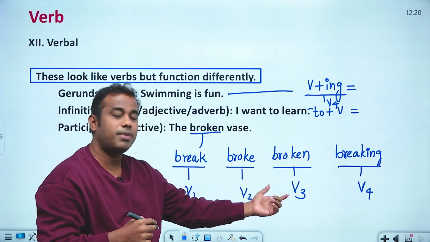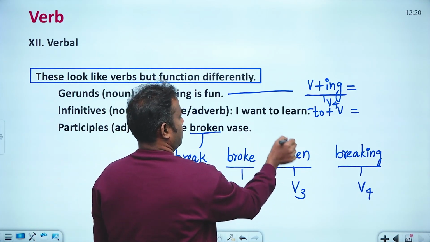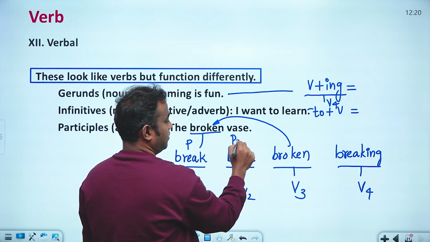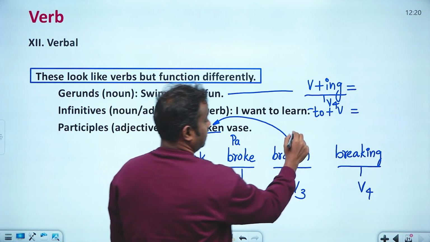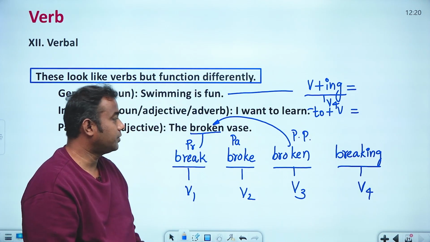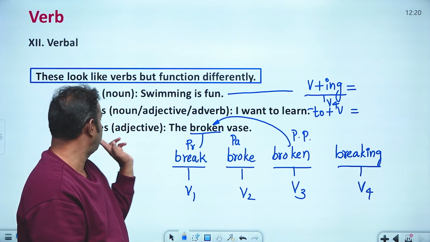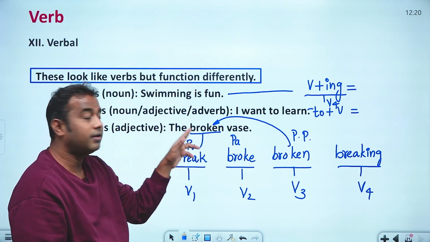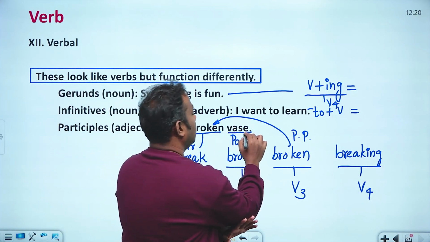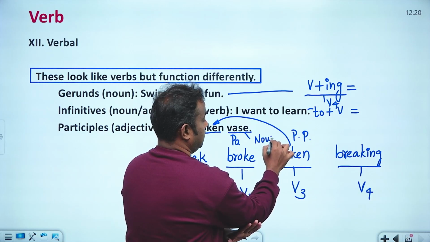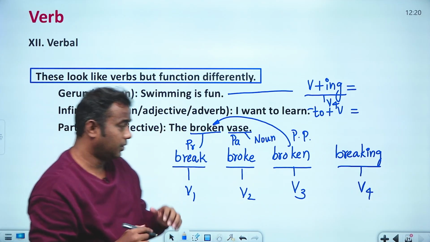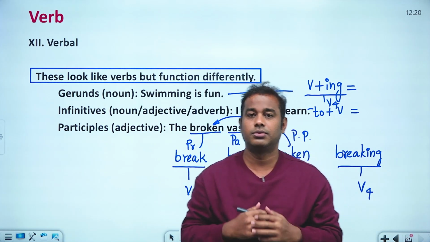Okay, so here present, past, past participle, and then the continuous tense. So you take the past participle and then add it in front of any noun, this becomes an adjective. So that's all. So vase is basically the noun here. For the noun you are going to add this past participle, so this becomes a participle, okay. So this acts like an adjective. So that's the meaning of that.